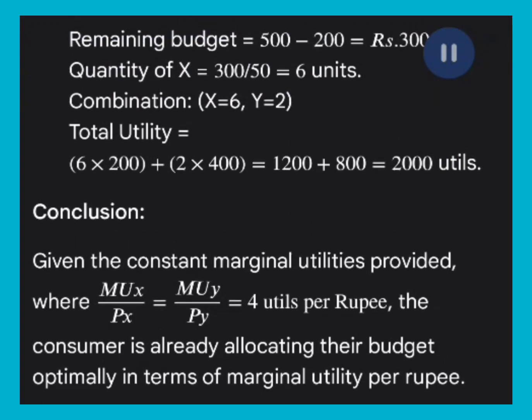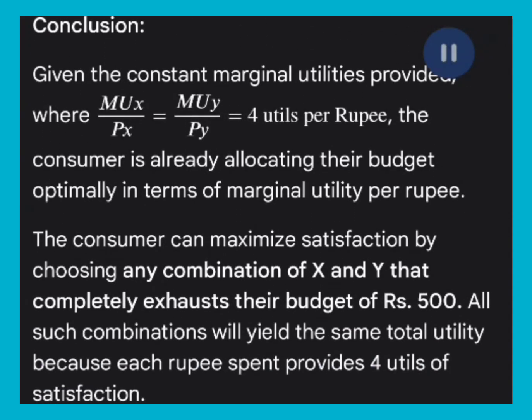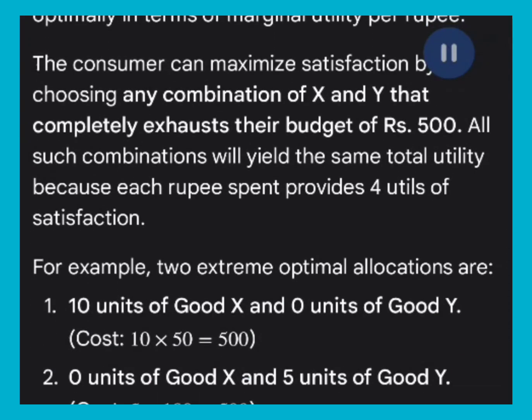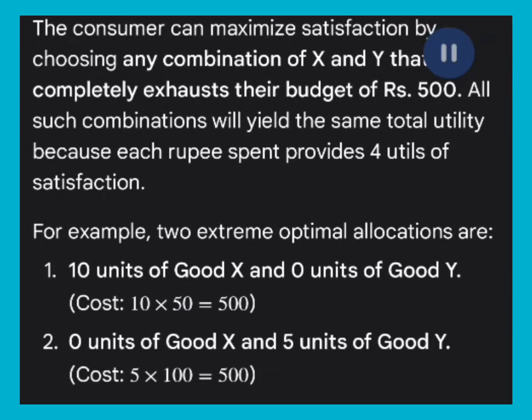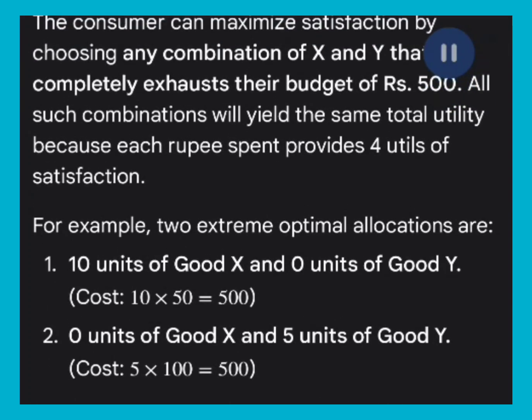Conclusion. Given the constant marginal utilities provided, where MUX/PX equals MUY/PY equals 4 utils per rupee, the consumer is already allocating their budget optimally in terms of marginal utility per rupee. The consumer can maximize satisfaction by choosing any combination of X and Y that completely exhausts their budget of 500 rupees. All such combinations will yield the same total utility because each rupee spent provides 4 utils of satisfaction.